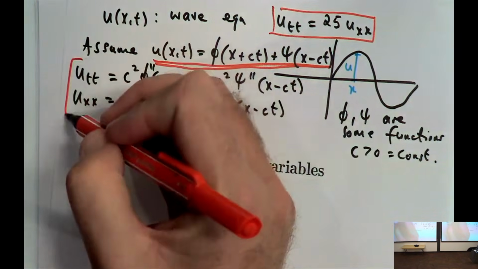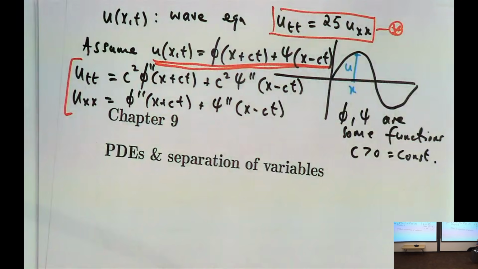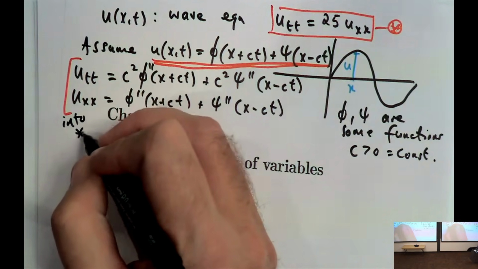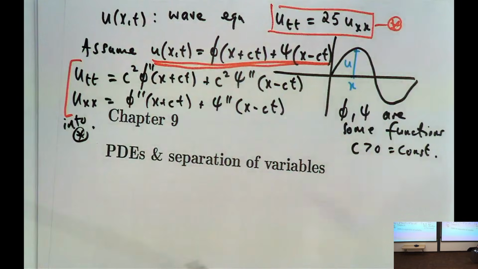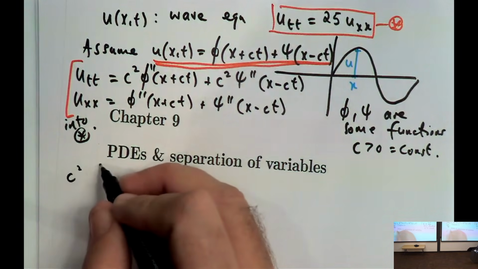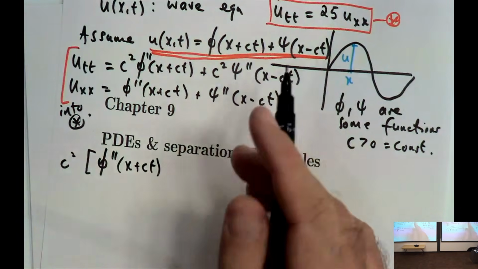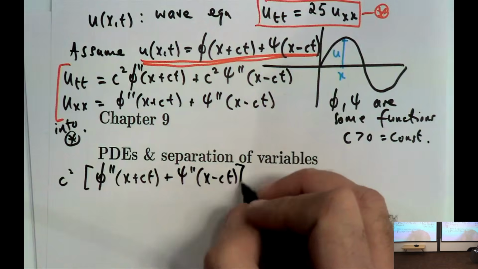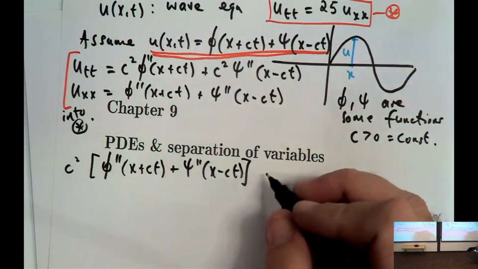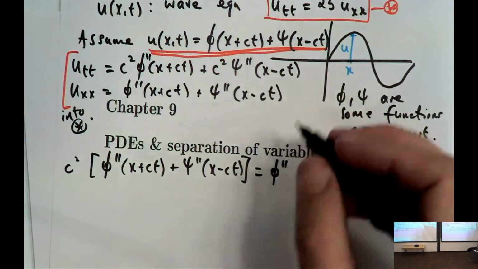Okay, so if we take these two things and sub them into here, what's going to happen? Let's sub these two things in here. So we're going to get, the left-hand side is going to look like this. Okay, the right-hand side is going to look like that. 25 times that, sorry.